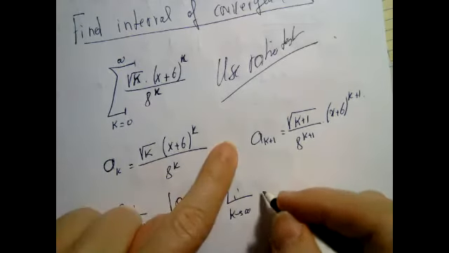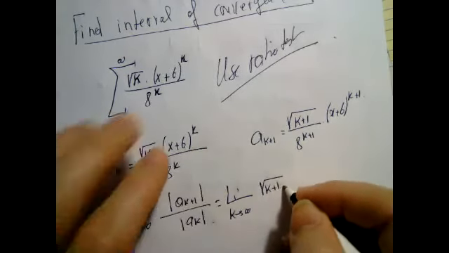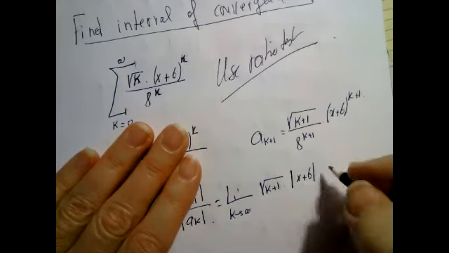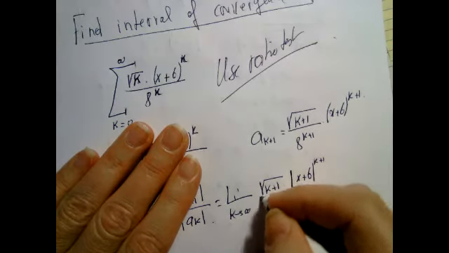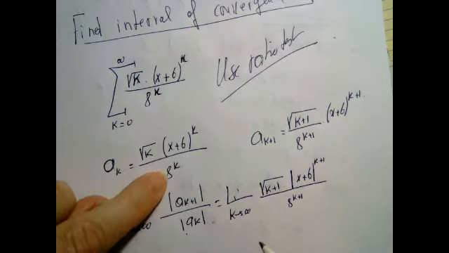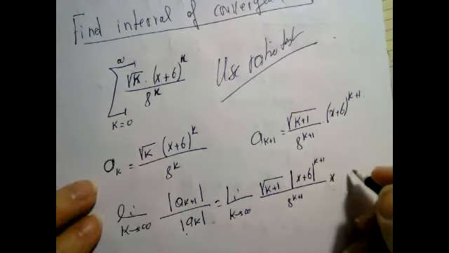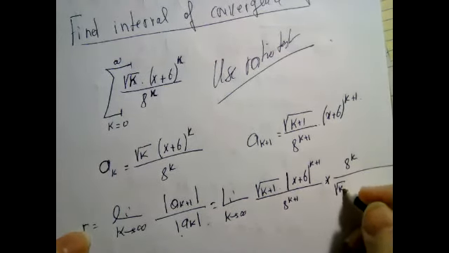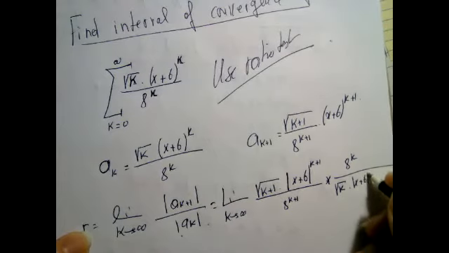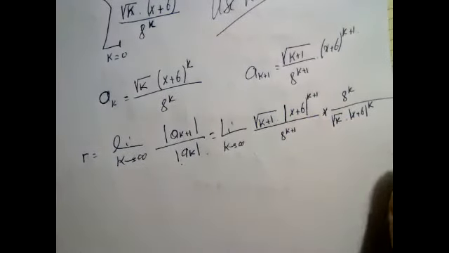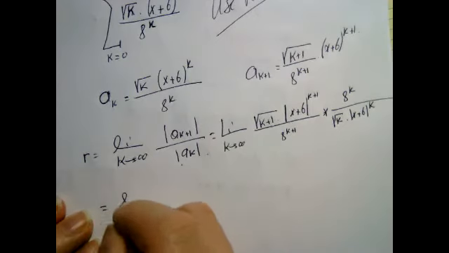I'm going to have here the square root of k plus 1 times the absolute value of x plus 6, because x plus 6 could be negative, divided by 8 to the k plus 1, divided by a_k. When I divide by a_k, I basically multiply by 8 to the k over the square root of k times the absolute value of x plus 6 to the power k. As real-life things are repetitive, the only change is going to be the x plus 6 in this problem. So now I put the like terms together.